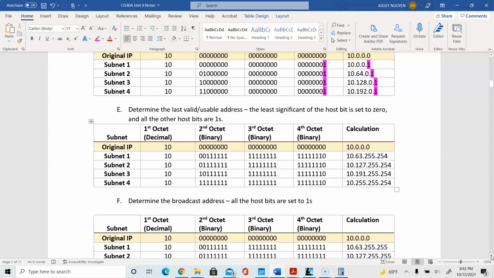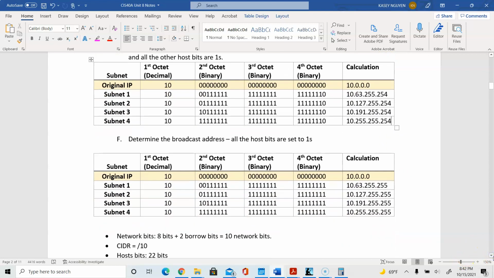So once we have the last usable address in each range, then we are going to find the broadcast address, which should be right after this one. So we can quickly note that it would be right after the last usable address, as you can see. So in the first subnet, my broadcast address is going to be 10.63.255.255, it's 1 after this.